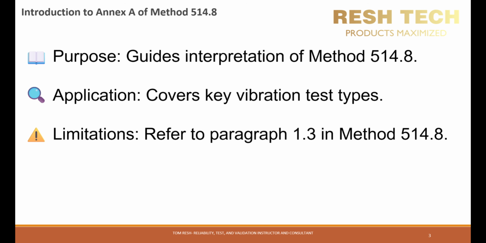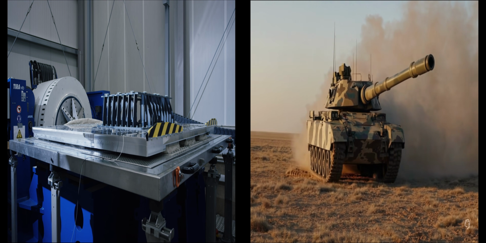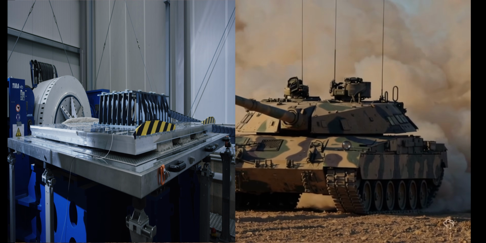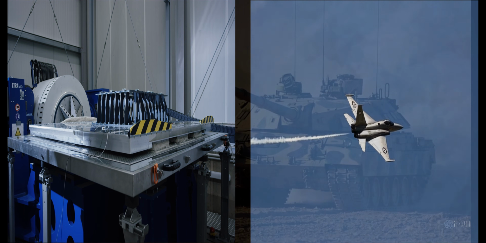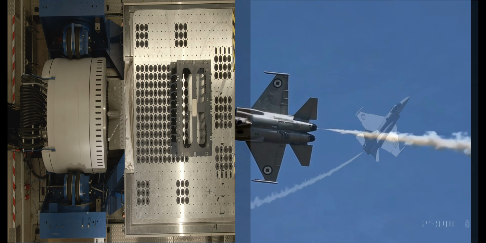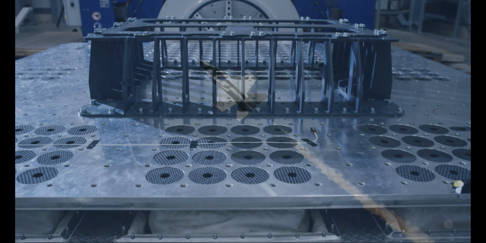The purpose is to guide interpretation of Method 514.8. Annex A clarifies the intent behind Method 514.8 by offering practical insights into vibration testing methodologies. It helps engineers understand and apply the standard efficiently in real-world testing scenarios. It provides guidance on selecting appropriate test parameters to ensure realistic and meaningful test results. It acts as a quick start reference to navigate the complexities of military vibration testing without unnecessary complications.